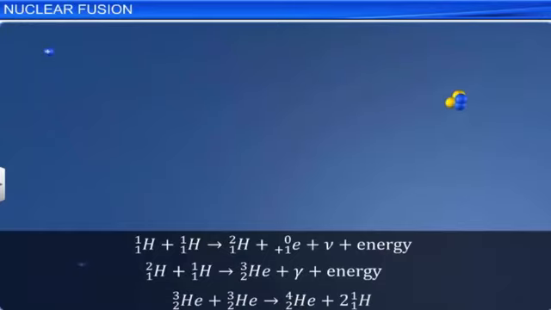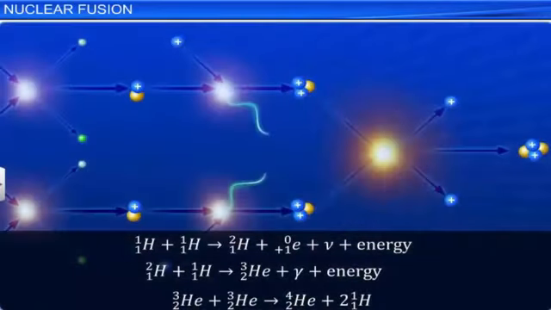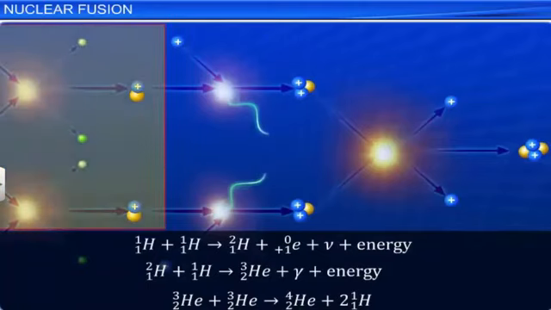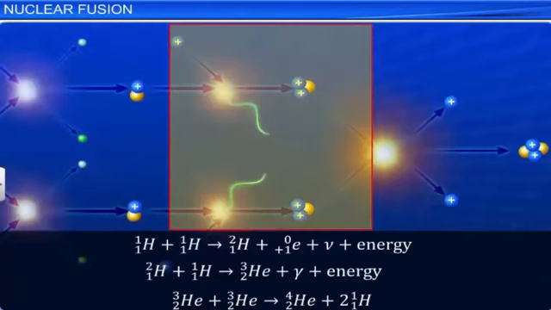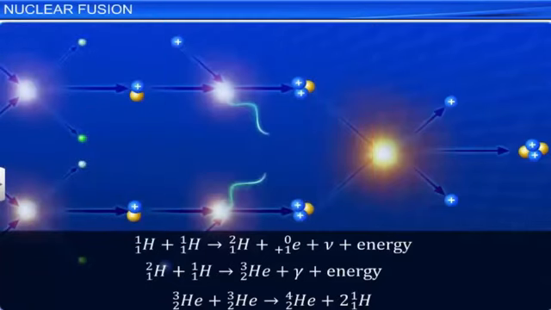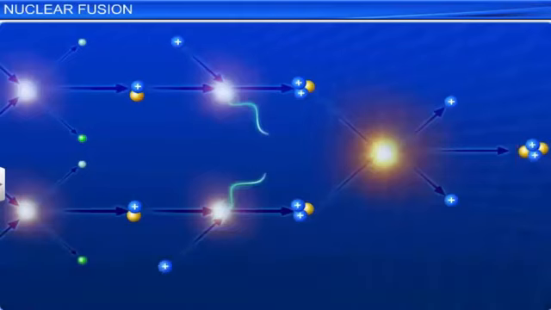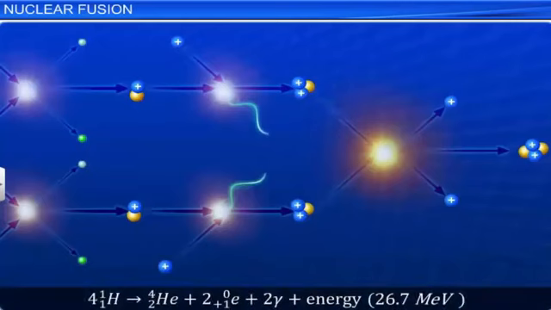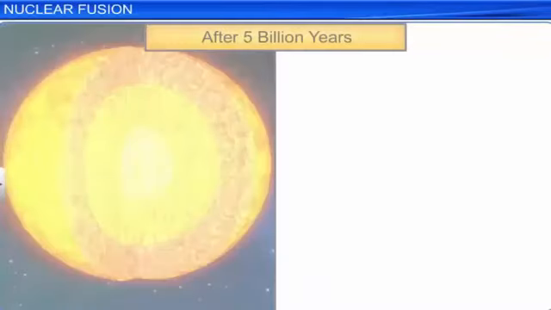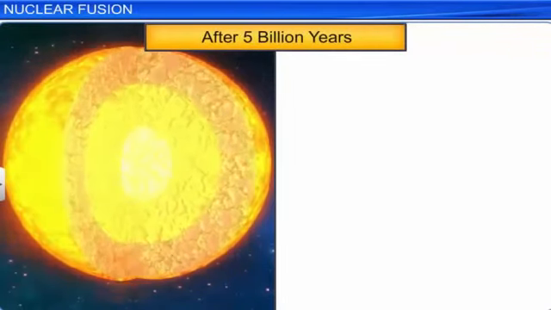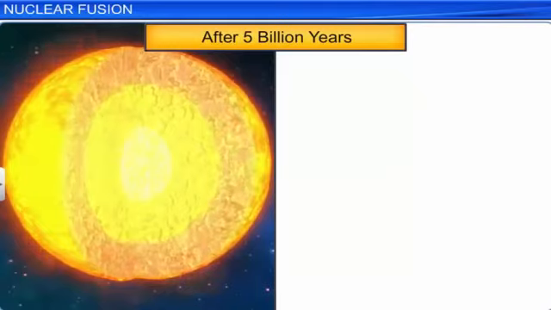For the last step to occur, the processes represented by equations 1, 2 must occur twice. The net effect of the above multiple step process is that 4 hydrogen nuclei fuse together to form a helium nucleus releasing 2 positrons and gamma particles along with energy equal to 26.7 million electron volt. This process is estimated to run in the Sun's core for about 5 billion more years, by which it would mostly contain helium nuclei.